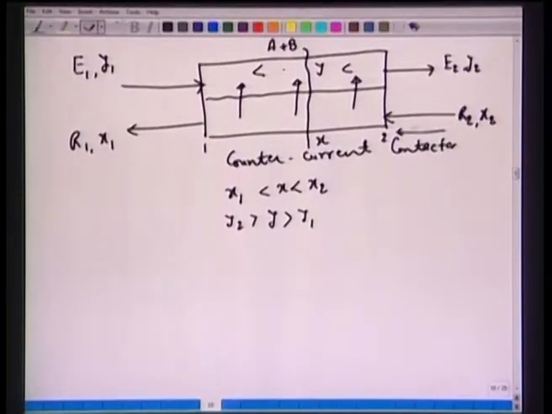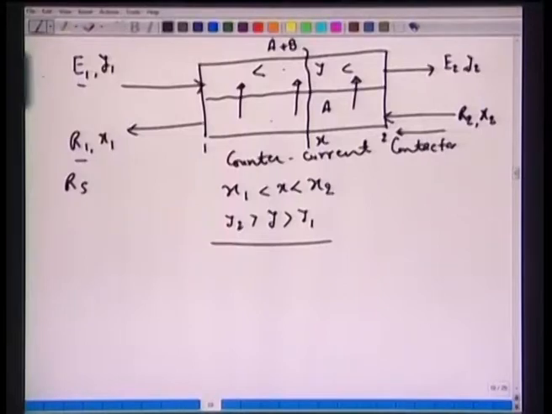Now, sorry, I think this is not correct. Let's correct this. So we have mass transfer of A from this R phase to E. So this would be X1 less than x, and this is less than X2. So we have mass transfer from here to here. Now we can also make a material balance the way we did earlier. We can write similar to this E1 and R1. We can define Rs and Es. We can also define capital Y and capital X.